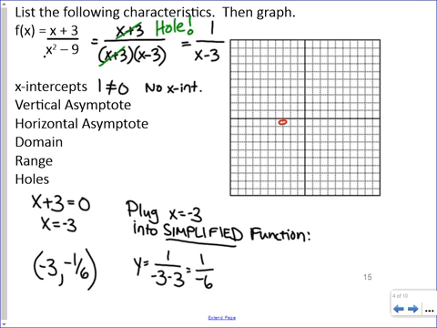If you have a hole, you still might have a vertical asymptote. Just look at your simplified function. Is there anything left over in the denominator that you set equal to 0? Well, there's an x minus 3. So x minus 3 equals 0. We have a vertical asymptote at positive 3. So this time I'll go right 3, and I won't draw a point of discontinuity. I'll have that asymptote.